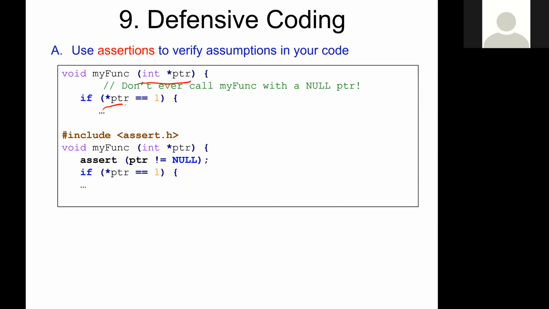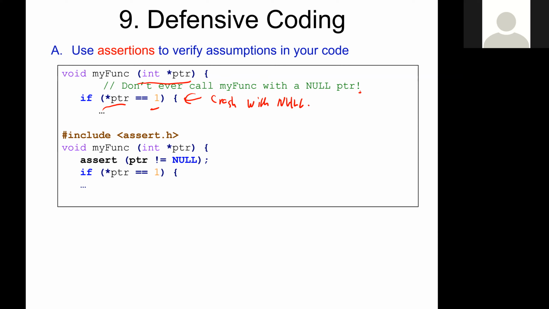And then we've gone and dereferenced this pointer and checked if what it points to is equal to 1. Okay, so this is not going to work if the pointer's null. If the pointer's null, this is going to crash. Okay, so it will crash with null. So it's good we put this comment in. But we can do better.